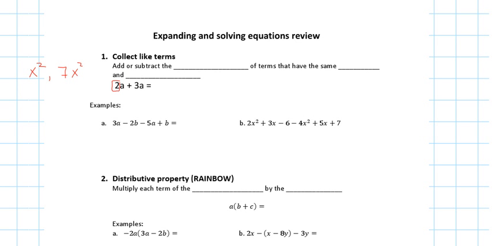Okay? So this right here is called the coefficient. This is the name for it. The number that comes before the letter is called the coefficient. So when we're adding and subtracting two like terms, you're going to add or subtract the coefficients of the terms that have the same variable, which means the same letter, and exponent.